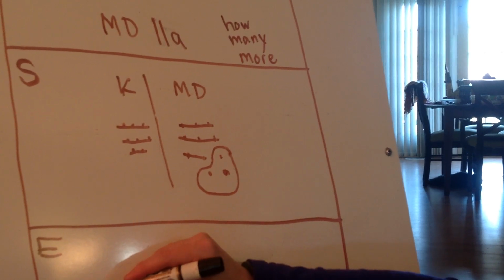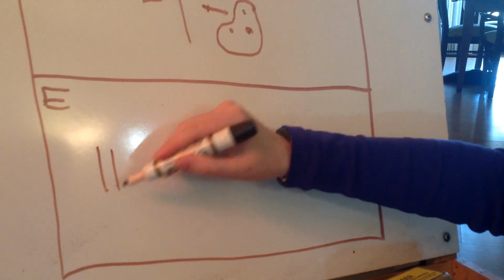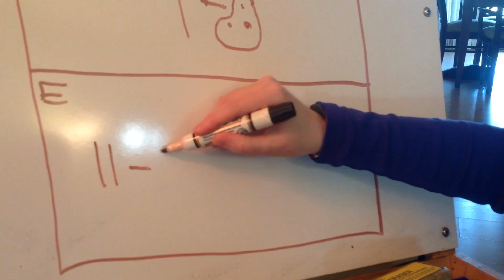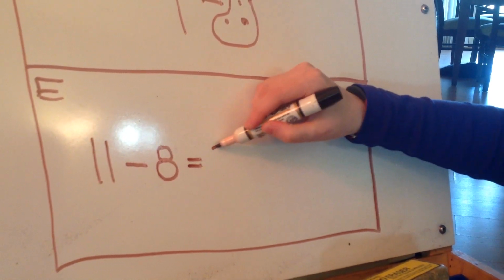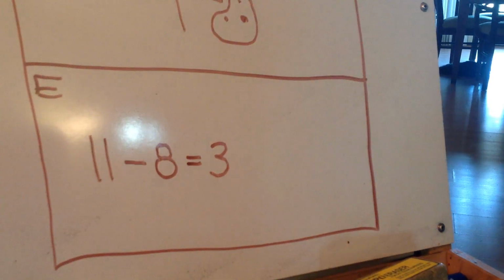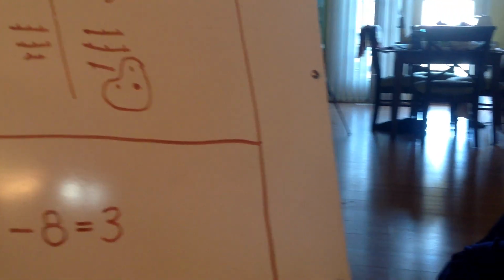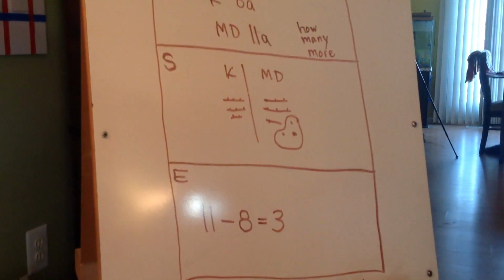Watch what I'm going to write. Miss Drass's 11 apples. If we take away Kaylin's 8 apples, we will end up with 3 extra apples that were Miss Drass's. Okay?